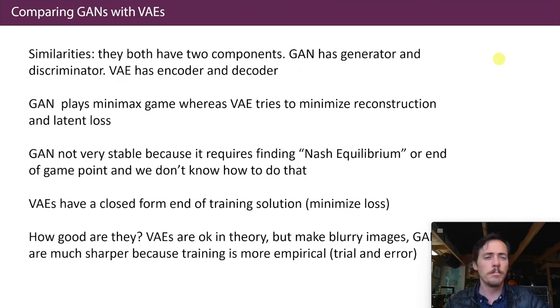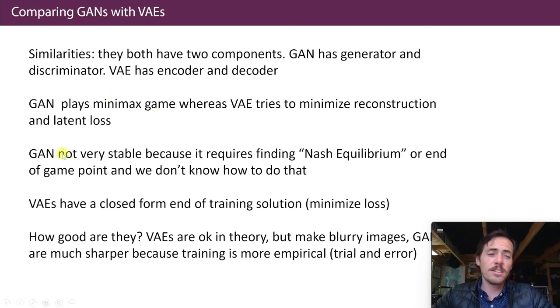So let's compare our GANs, which we talked about in a previous video, with our variational autoencoders, because there are some similarities. They both have 2 components. A GAN has a generator and a discriminator. A VAE, variational autoencoder, has an encoder followed by a decoder. A GAN plays the minimax game, where you're trying to make one thing perform better so that you can trick the other, and trying to tie these 2 things together is hard. Whereas a variational autoencoder simply has the reconstruction and the latent loss. So it's just a single loss that you're trying to minimize based off of 2 terms.